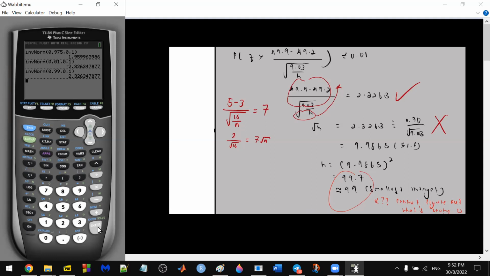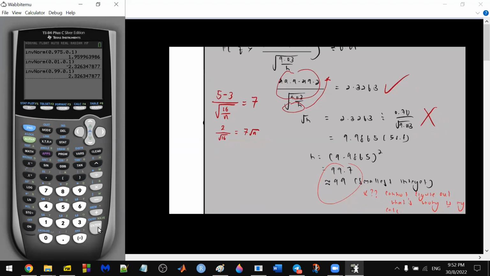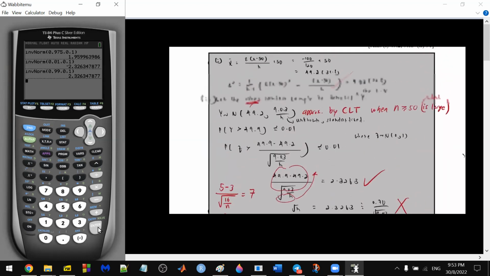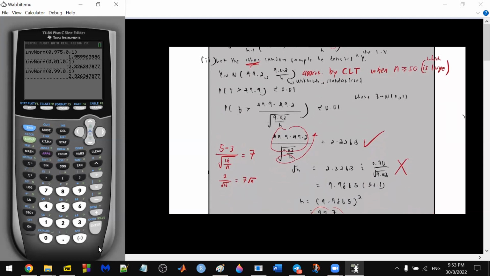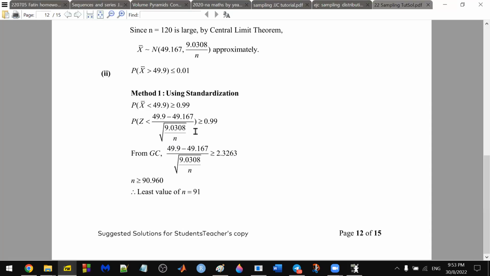9.03. Oh, could it really be? Maybe it really is the rounding error, because your answer, I also got the 99.7. I think it's the rounding error. Let me check with their solution. Okay. They use 49.167 and they use 9.0308. So, this part here, 2.3263, you use the same level of accuracy. Let me just copy down what they are writing first.